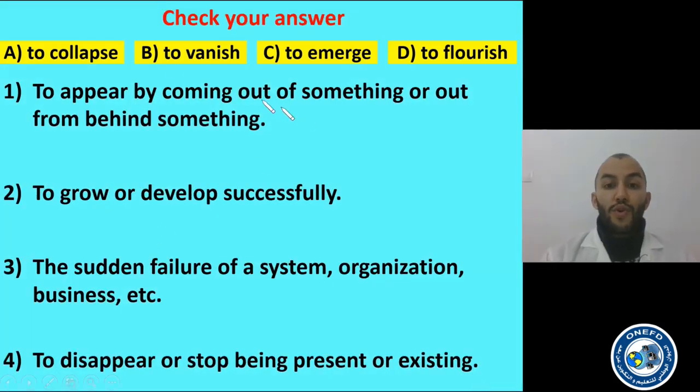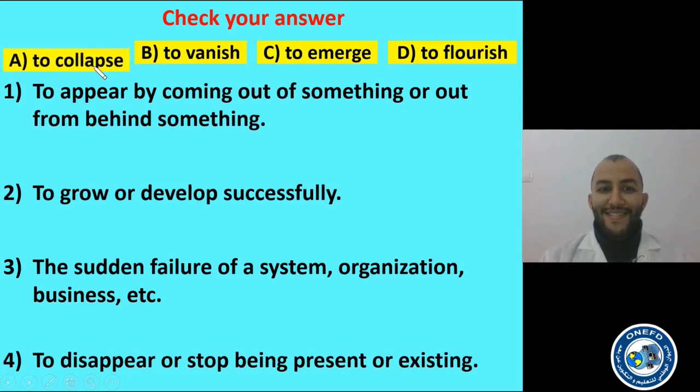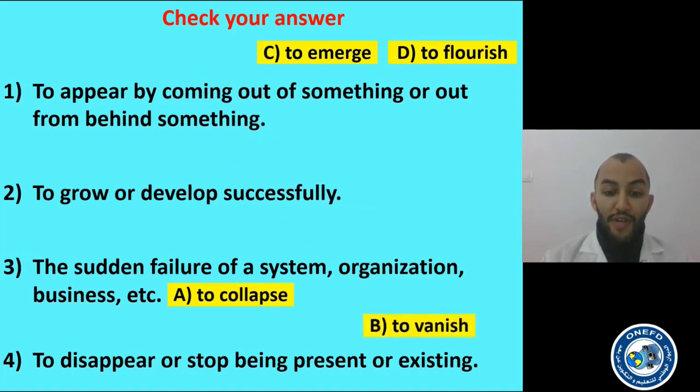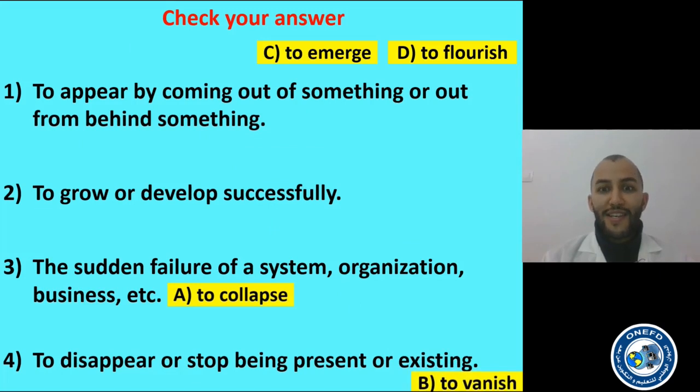Now again, we have 4 words and we need to match each one with its proper definition. Okay, so let's see. To collapse. So what is it? Yeah, the sudden failure of a system, organization, a business, etc. Right? All right. Well done, guys. To vanish, remember vanish is nothing. It disappears. Okay. So to vanish is to disappear or stop being present or existing.